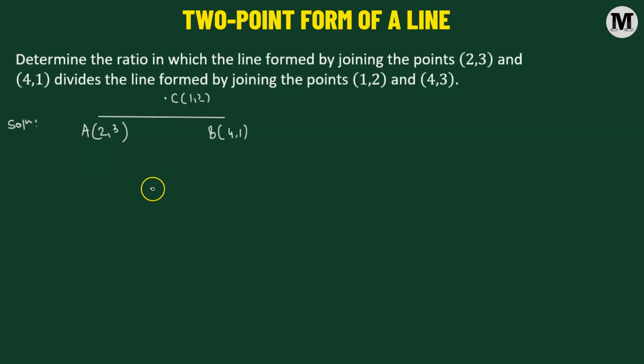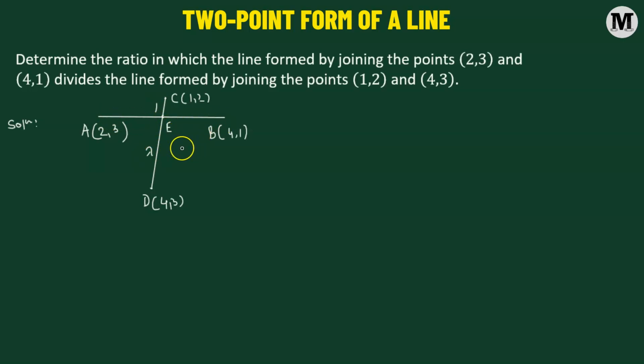Let's call that point C, having the coordinates (1, 2). We have another point D. D has the coordinates (4, 3). We're going to join the 2 points C and D with the help of another straight line. As you can see here, the two lines AB and CD intersect each other at point E. Now our goal will be to find out the ratio in which E is dividing the line CD. So we'll assume that CD is being divided in the ratio lambda is to 1 by the line AB, or you can say by the point E.